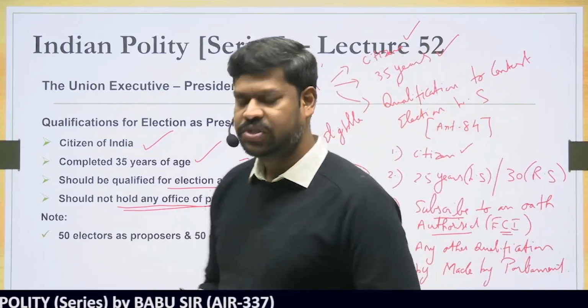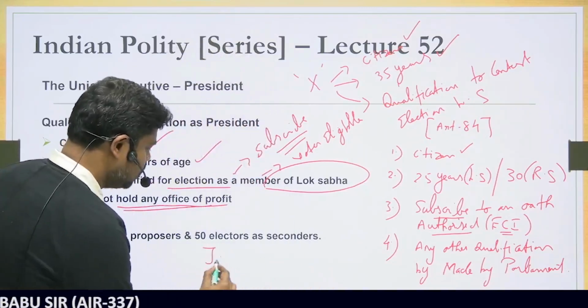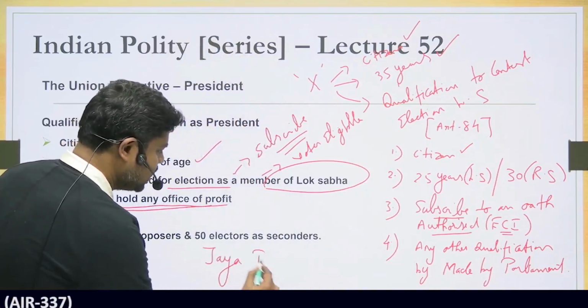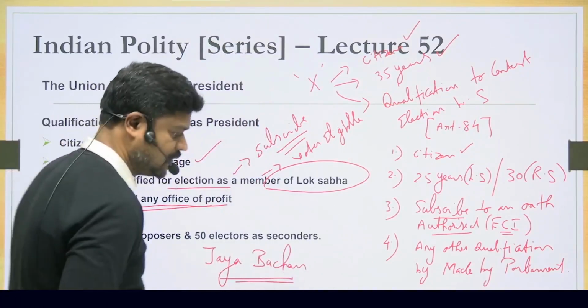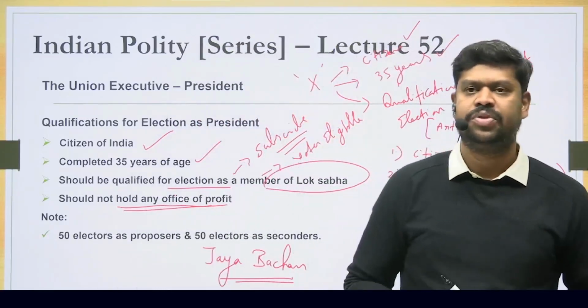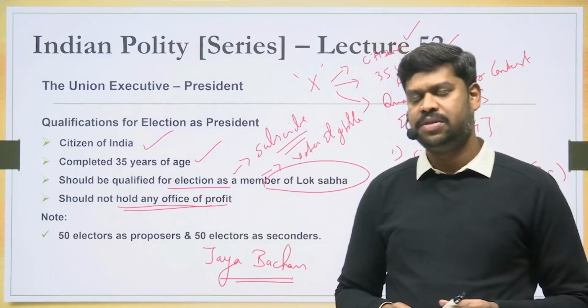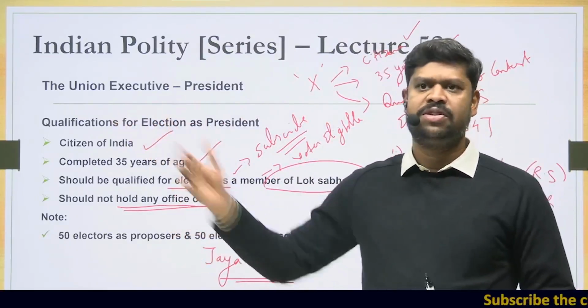There was a case which is called the Jaya Bachchan case. This is a case that you may remember. Jaya Bachchan is none other than the wife of Mr. Amitabh Bachchan, and she was a member of parliament in the Rajya Sabha. Now, don't think about the president; let us go to the members of parliament.